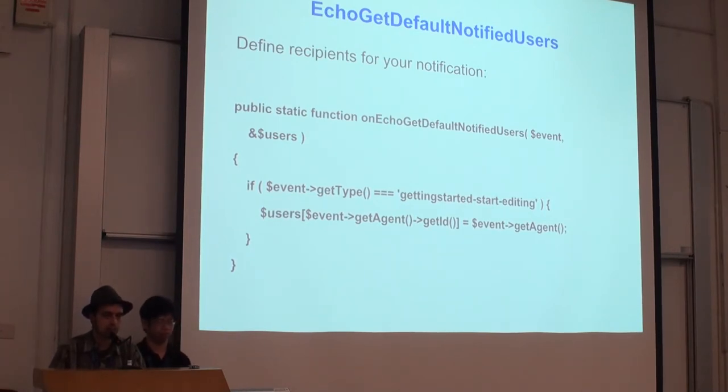But you can imagine some other cases. For example, if you were nominating an article for deletion, you might want the recipient to be the person who created the article. In that case, instead of using the agent, you would have some programmatic logic that would find the creator and add them as the user who receives it.